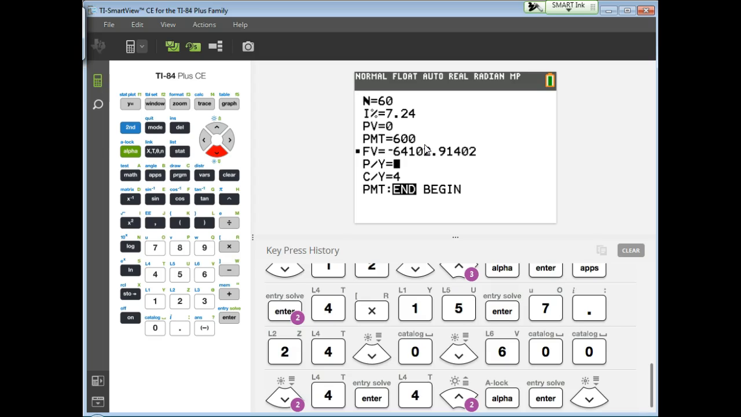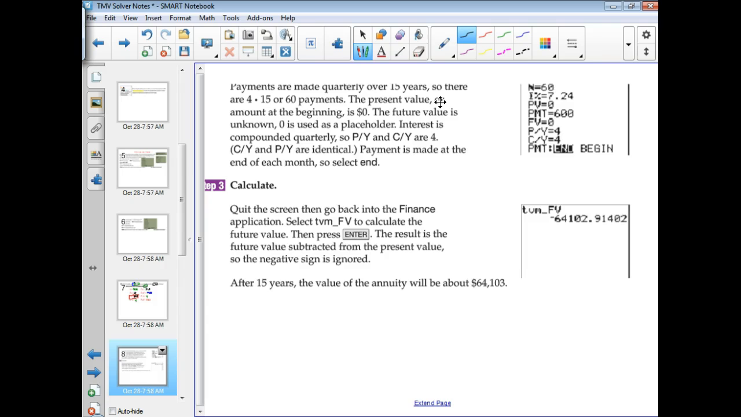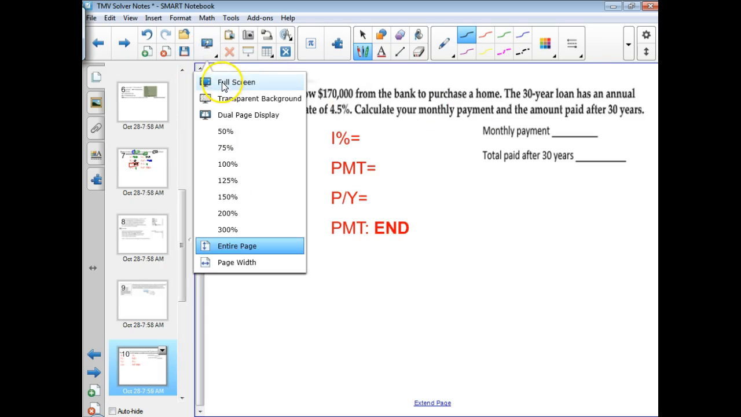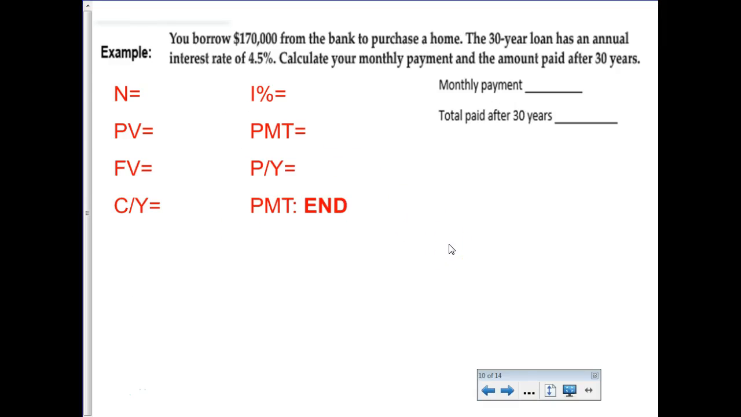Cool. All right, let's talk about a mortgage question. Then you can all be depressed and you can go on in life and not want to buy a house after this. All right. At the bottom of your notes there, it says you borrow $170,000 from the bank to purchase a home. So a very typical home price for this area, $170,000.